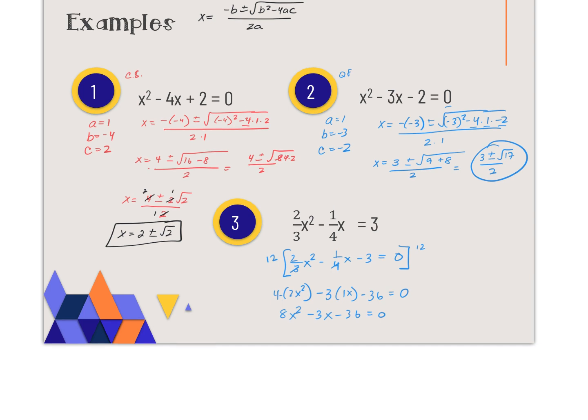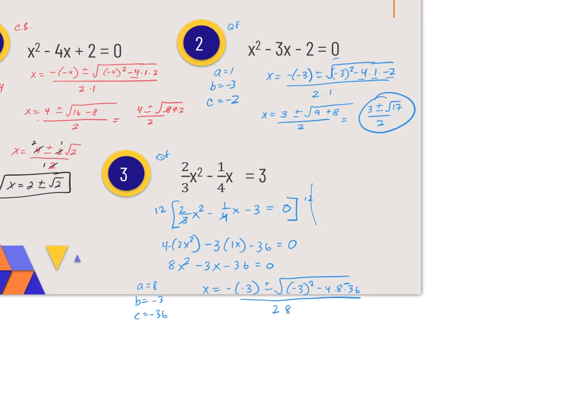Again, I'm not going to look to see if I can factor this, and it's definitely not one I would do completing the square, right? So quadratic formula would be my pick here as well. Again, my a is 8, my b equals -3, and my c is -36. So for this one, I'd probably get a calculator ready. It's going to be the opposite of b plus or minus the square root of b squared minus 4 times a times c, which is negative, all over, again, 2 times a, which is 8.